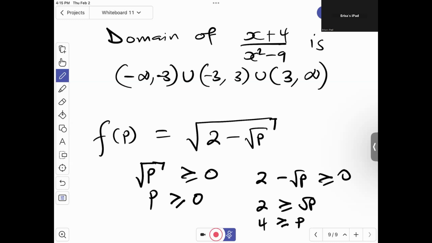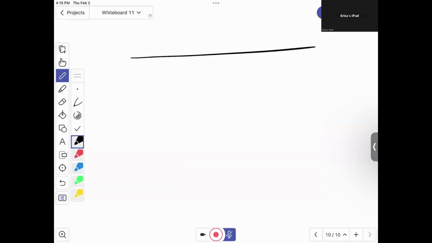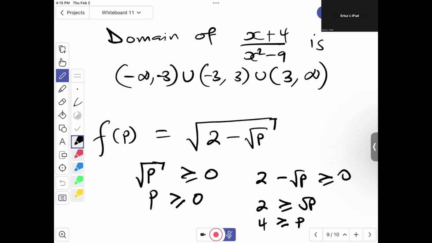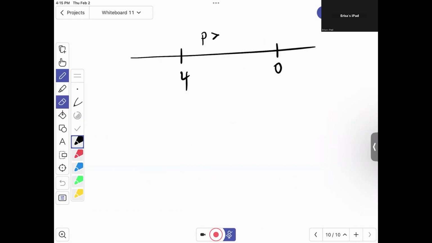So this is the situation on the next page. You want values of p that are more than or equal to 0, and then values of p that are less than or equal to 4. So this is the intersection. This says 4 is more than or equal to p, so p is less or equal to 4. So we want values of p less or equal to 4, and intersection p more than or equal to 0.